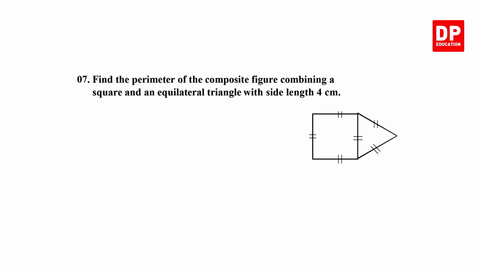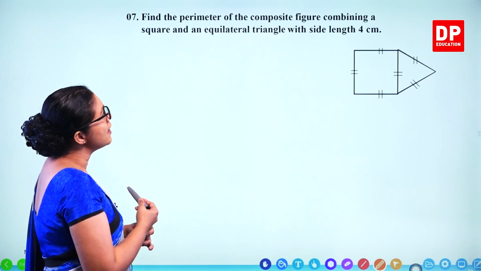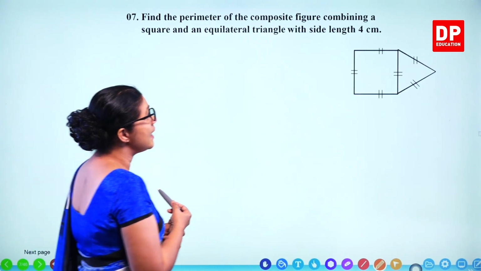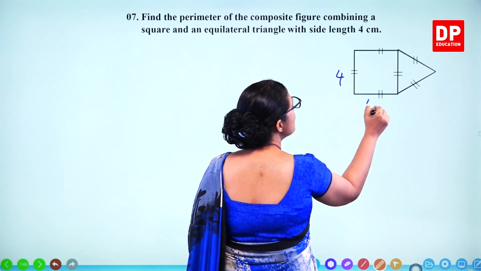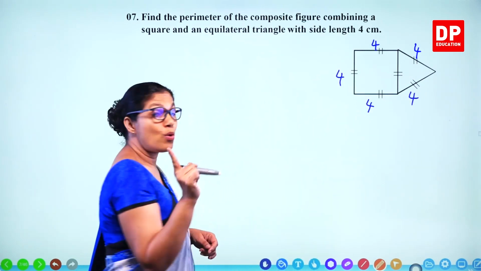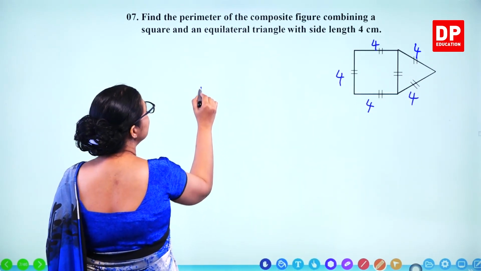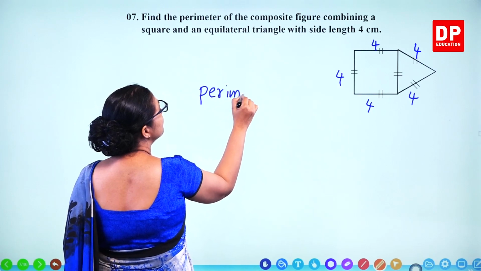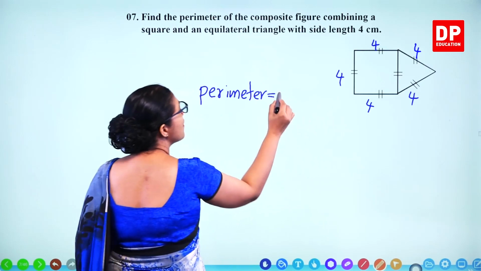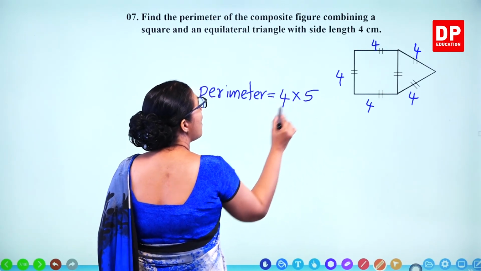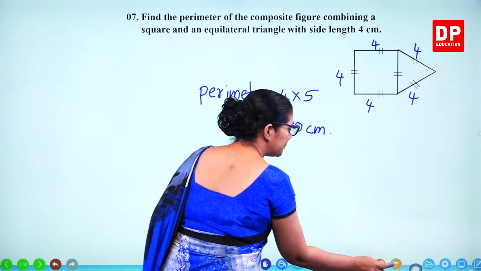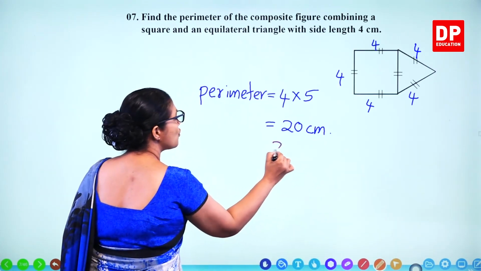Question number 7. Find the perimeter of the composite figure combining a square and an equilateral triangle with side length 4. All these lengths are 4. What's the perimeter? Outer length. How many 4s are there? 1, 2, 3, 4, 5. 4 times 5. That's 20 centimeters. 2 marks for that.